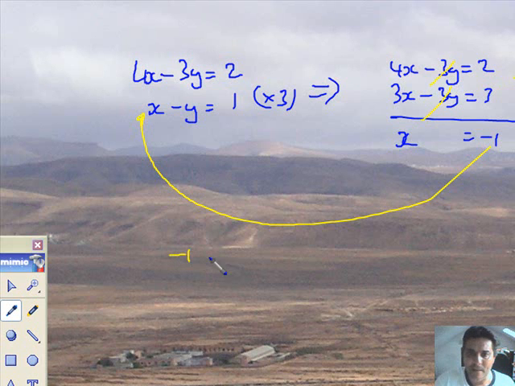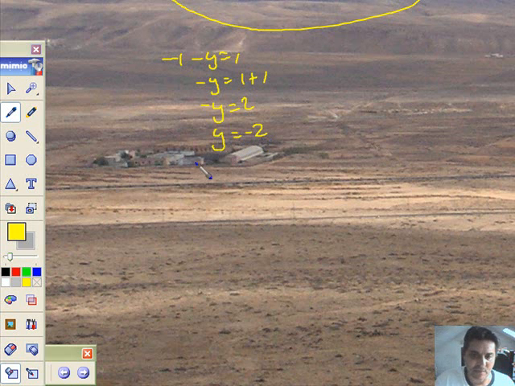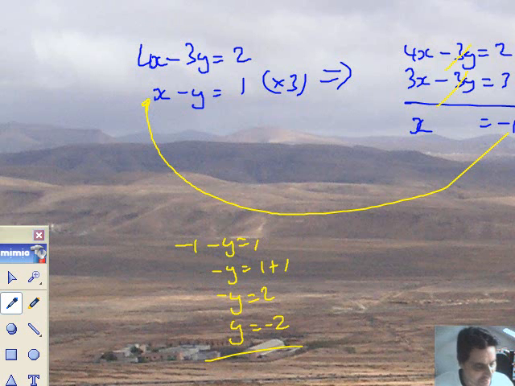Finished. Substitute the minus 1 into this simple little equation here, right there. So I'm going to get minus 1 minus y equals 1. Take the minus 1 over and plus it. Minus y equals 1 plus 1. So minus y equals 2. So y is minus 2. Love it. Right, let's do a couple from question 3.